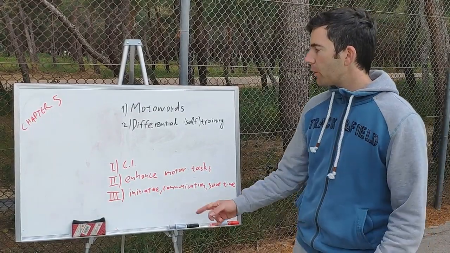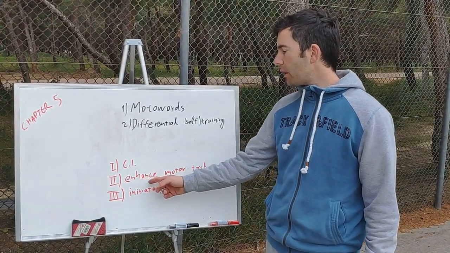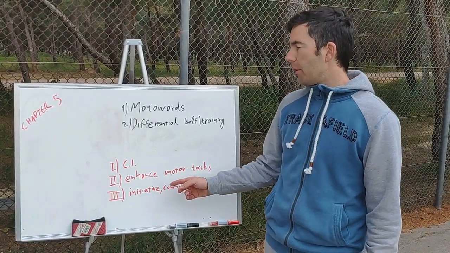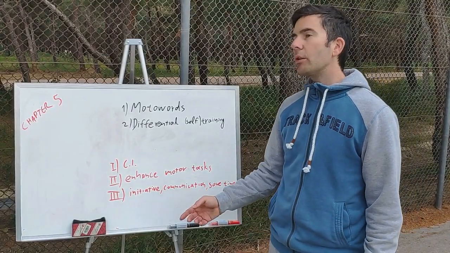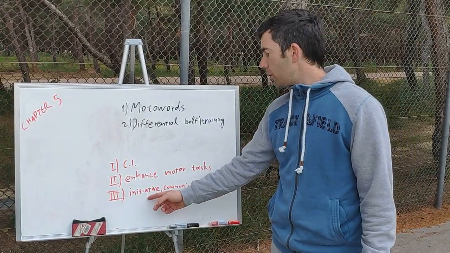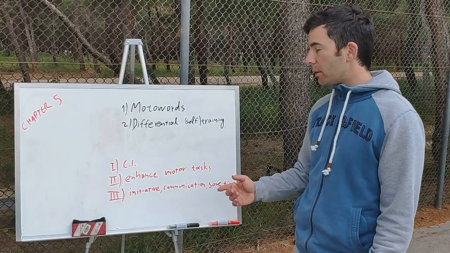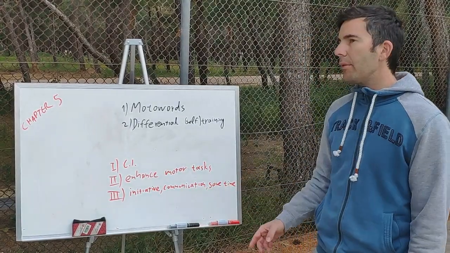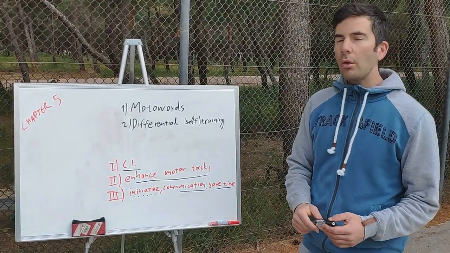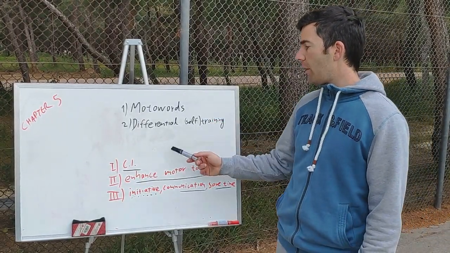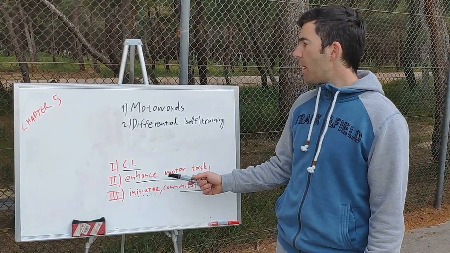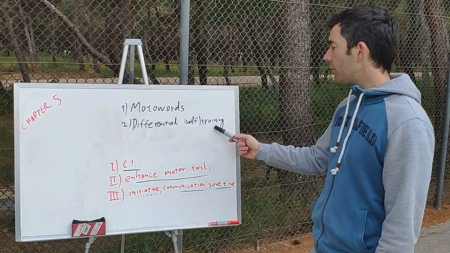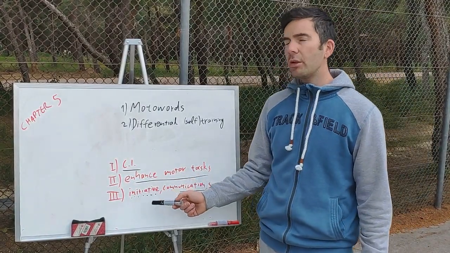So apart from the contextual interference effect and the enhancement of the motor tasks, there is a whole set of other benefits, including, but not limited to, initiative, communication between the trainer and the athlete, and saving time. Now we will focus on Motowords, which have all these benefits, apart maybe from the initiative, but together with differential self-training, they focus on initiative as well.